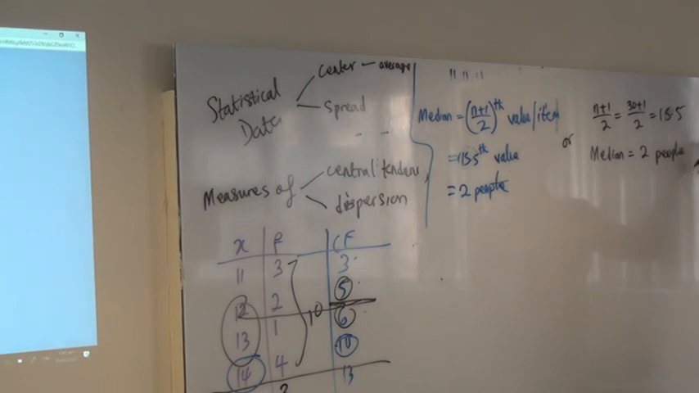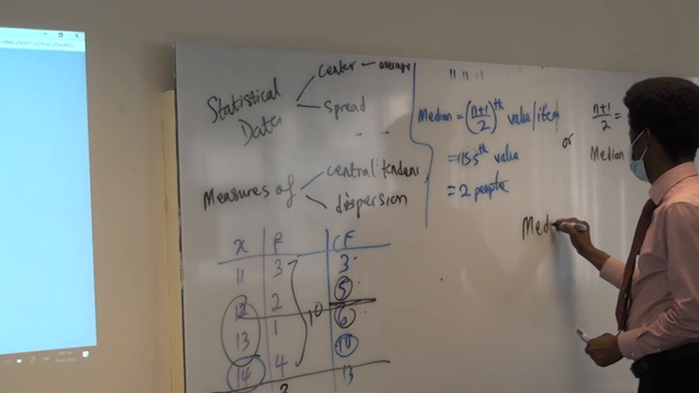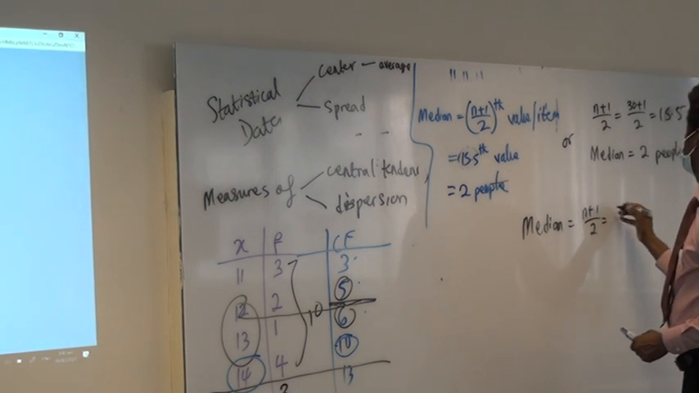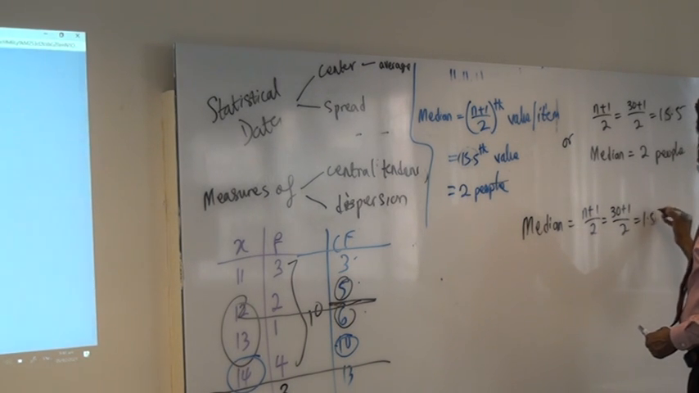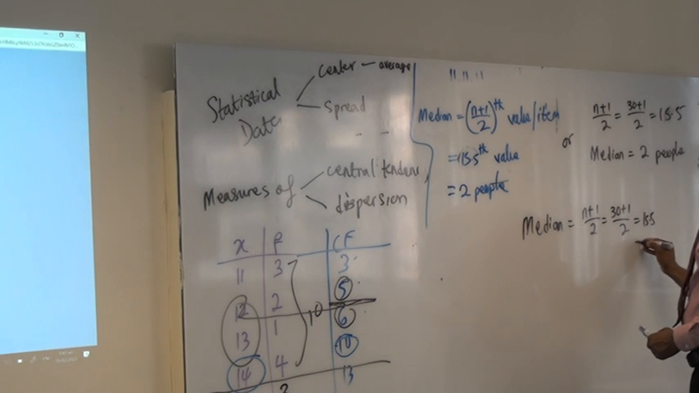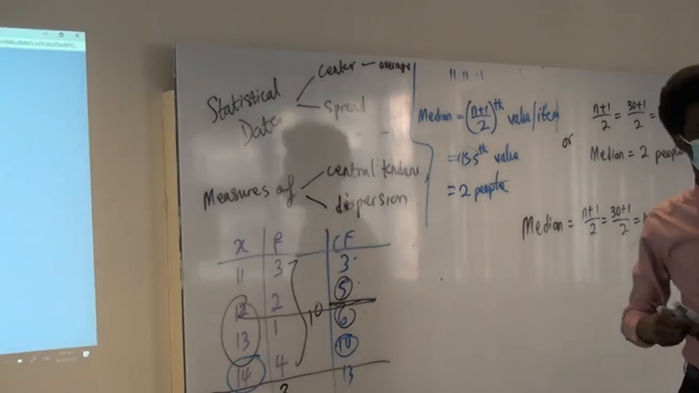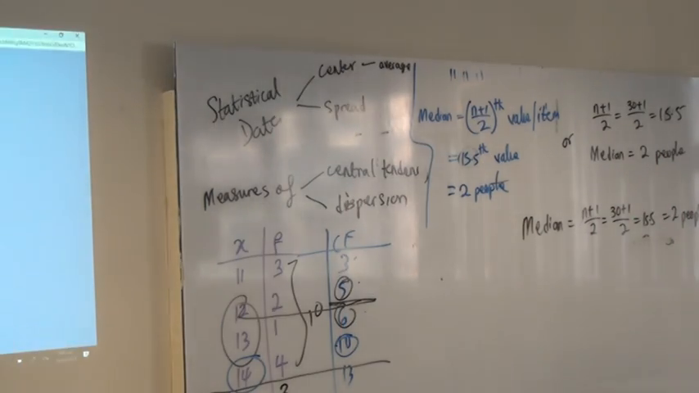Guys, what I will not accept is median equals n plus 1 over 2, which is 30 plus 1 over 2, which is 15.5, and then you write 2 people. You have to be able to explain to me how 15.5 became 2 people. This will not be accepted, even though I have an idea what you think you're doing. But I'm going to pretend I don't.